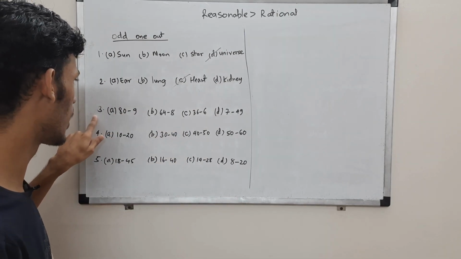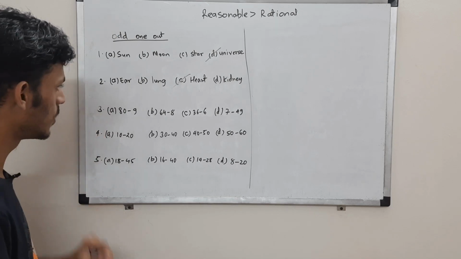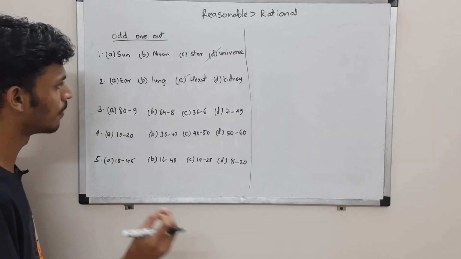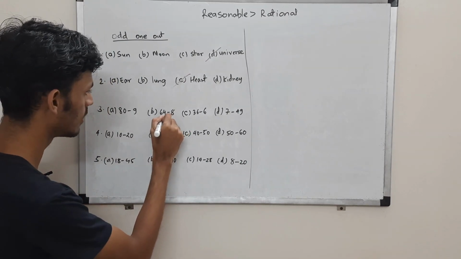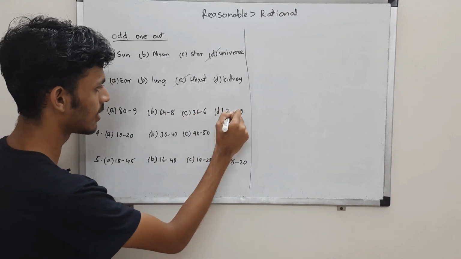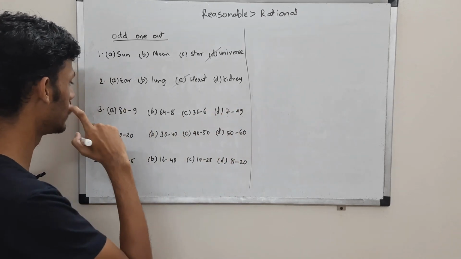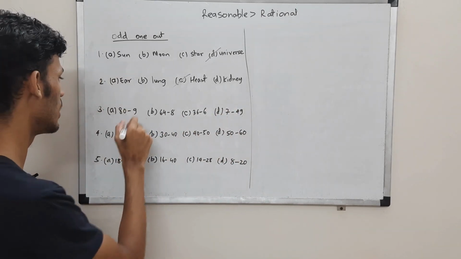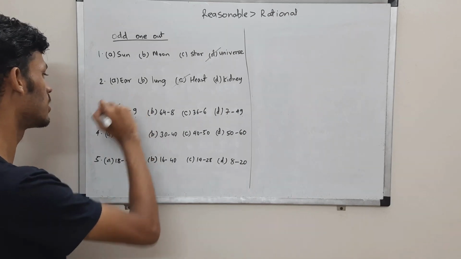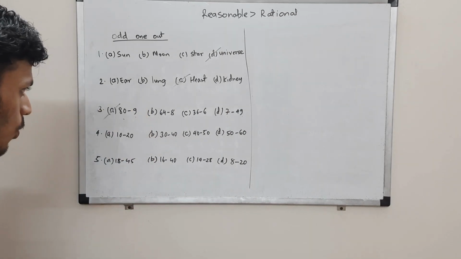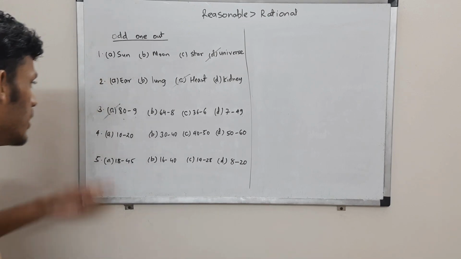Question number 3, now in figures. If you see over here, we have a number being paired with its square. So if you see 8, 64, 6, 36, 7, 49, the only option where we don't see a square is 9 and 80, right. It should have been 9 and 81. So this is the one that is standing out over here. So option A is the correct choice.